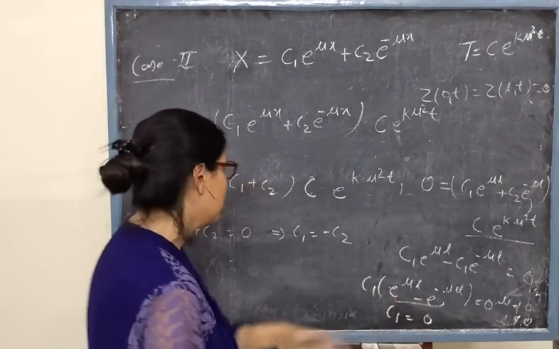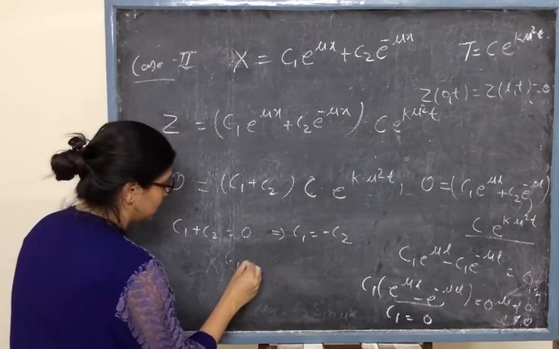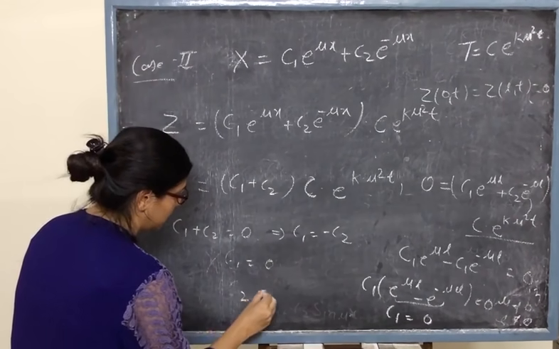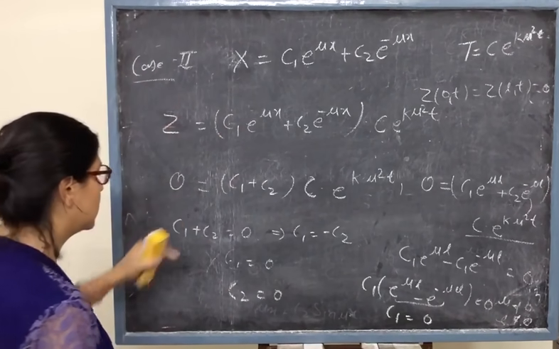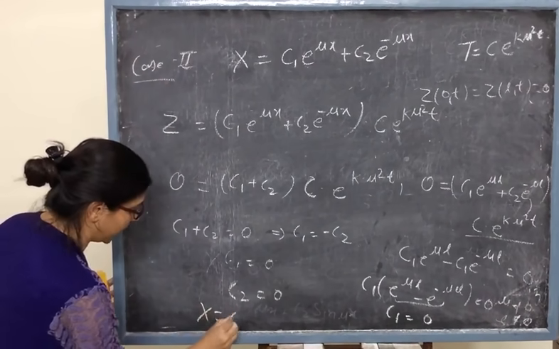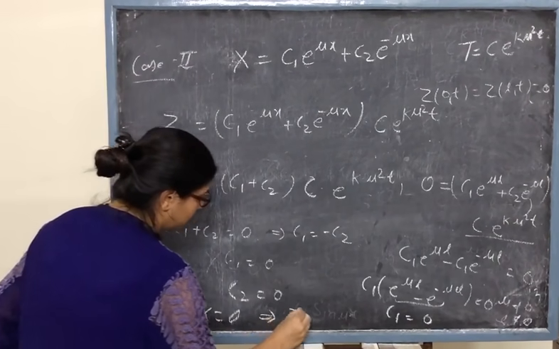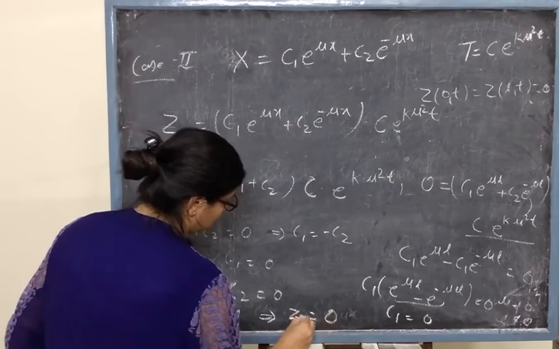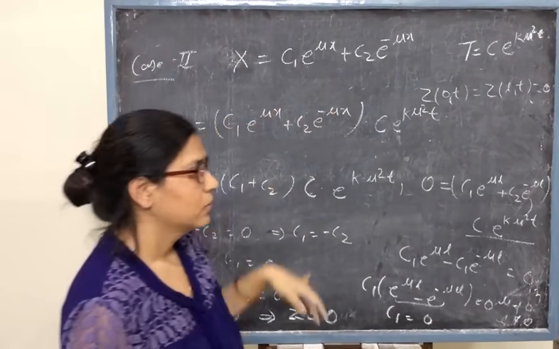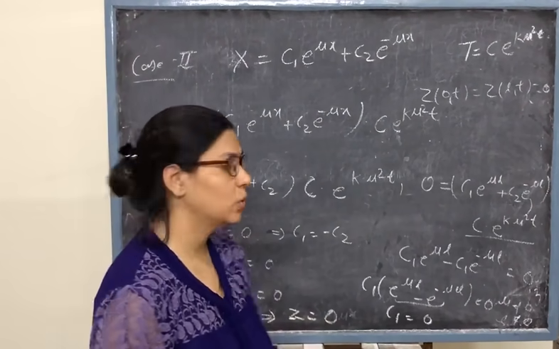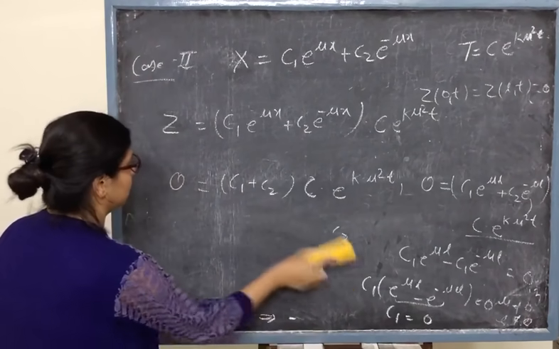c1 equals to 0, which means we get c1 equals to 0, c2 equals to 0, which provides x equals to 0, which implies z equals to 0. So again we get, if mu is positive, then z is again 0. Now we take our third case.